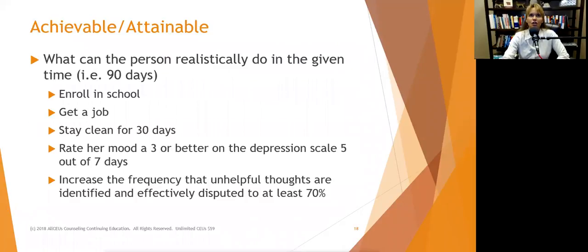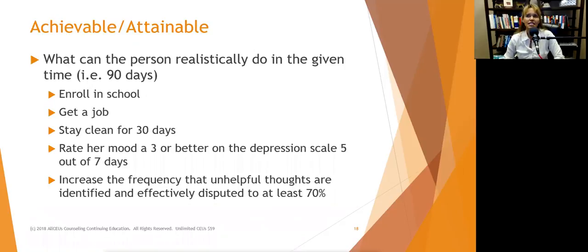That's your call. The goals are achievable and attainable. What can the person realistically do in the given time? Can they enroll in school? Can they get a job? Can they stay clean for 30 days? Can the person get to the point of rating their mood as a 3, remember, which is content, or better on the depression scale 5 out of every 7 days? That's a big ask. So you want to make sure the person can achieve whatever goal it is.